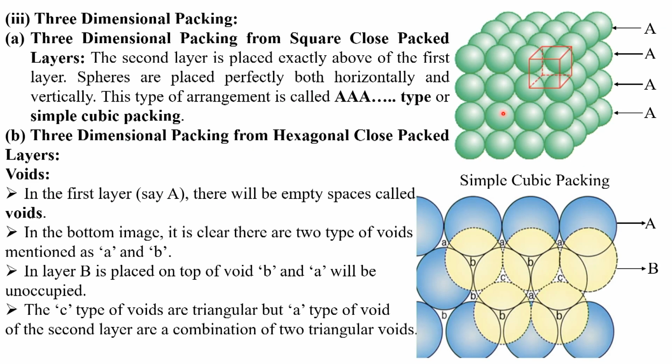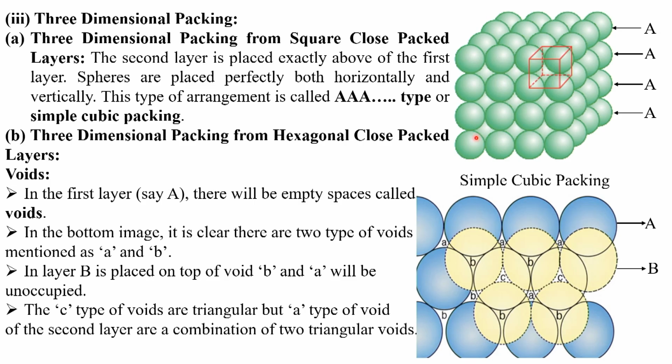Then we move to 3-dimensional packing. In 3-dimensional packing from square close packed layers, the second layer is placed exactly above the first layer. So, spheres are placed perfectly both horizontally and vertically. This type of arrangement is called AAA type or simple cubic packing. So, in 1 dimension we have like this, in 2 dimensions we have like this. Now, in 3 dimensions we have like this. This is 3-dimensional close packing.